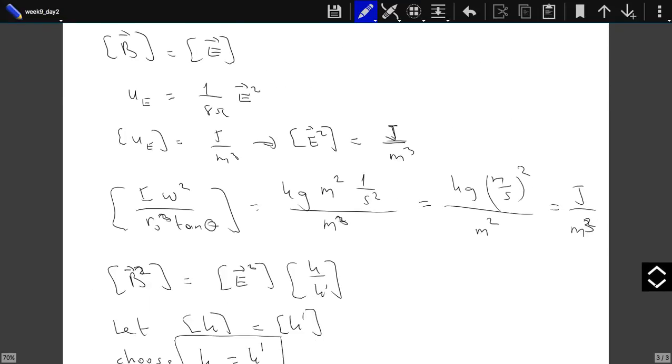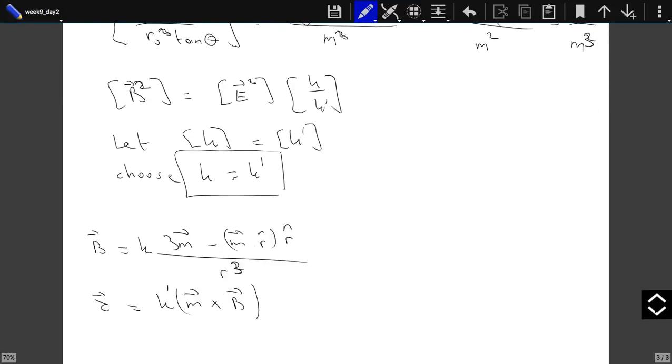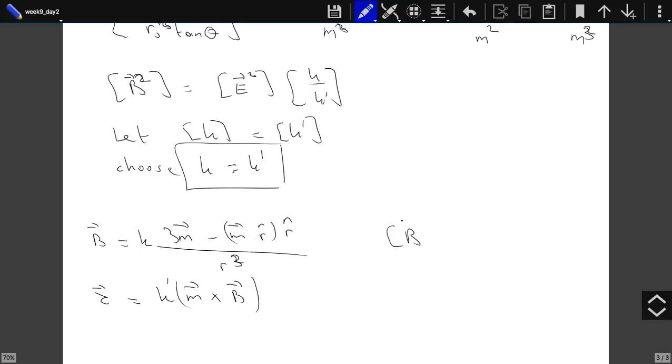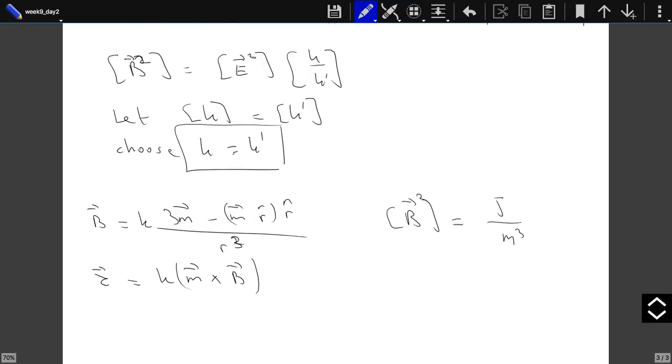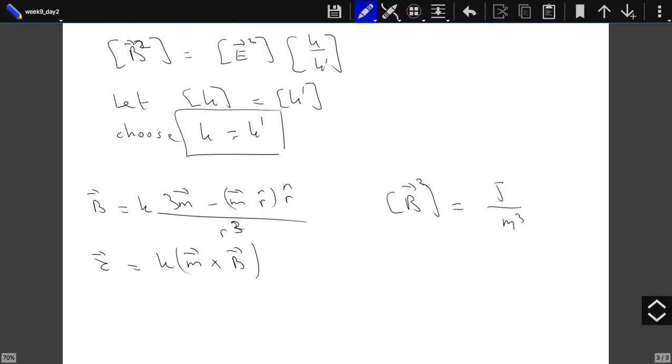So these are my expressions. Okay, the unit of B, now these are equal. Unit of B is joules per meter cube instead of B squared. What should be the unit of M?